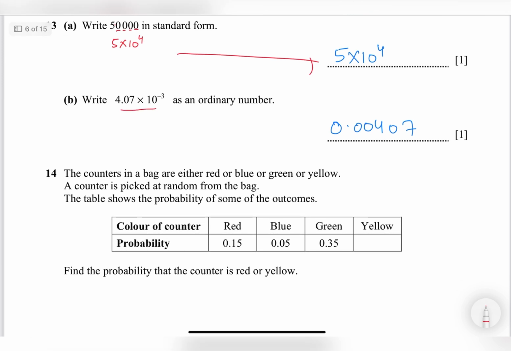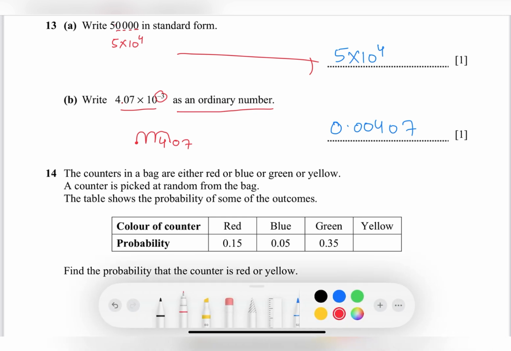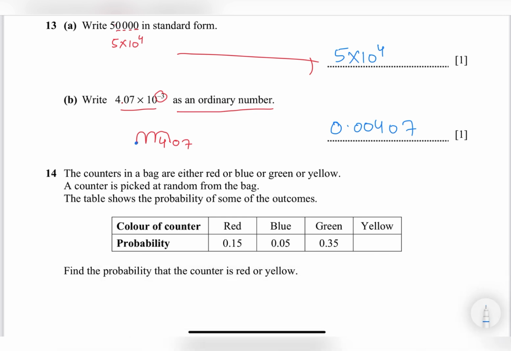Write this one as an ordinary number. So see, 10 to the power minus 3. So we have to move the decimal point. I will write it like this: 4.07, 3 places to the left. 1, 2, and 3. The decimal point is over here now. Let me denote it with a different color. This is over here. Just place the boxes, the remaining part with 0. All right, fill the empty spaces with 0. This one also 0. So you will get 0.00407. This is your answer.